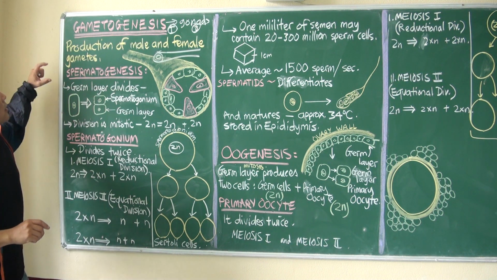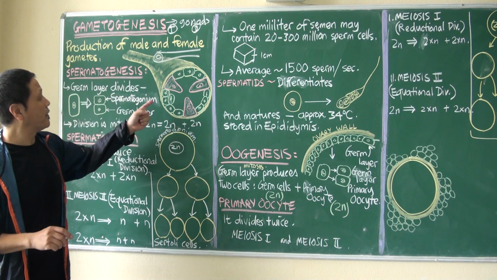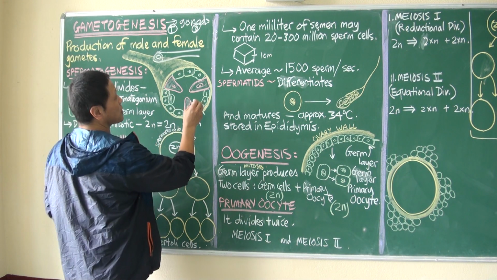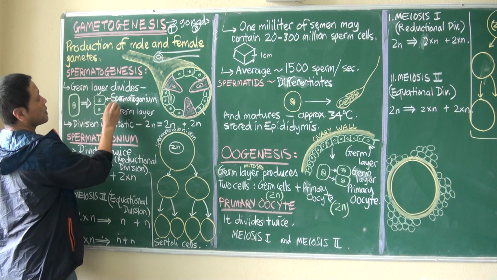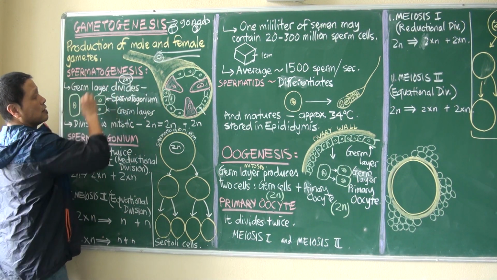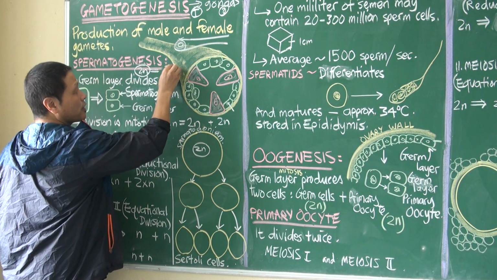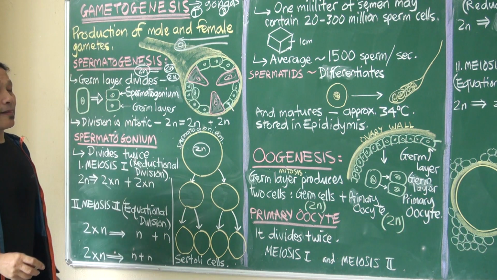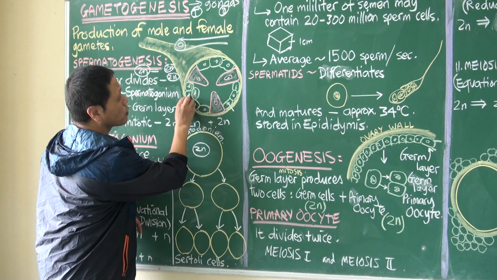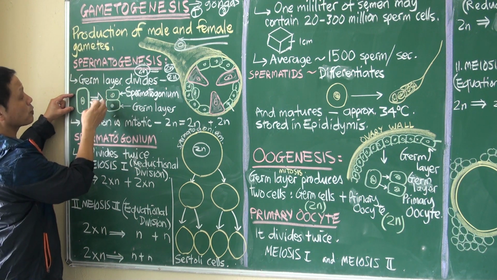Spermatogenesis takes place on the walls of this seminiferous tubule, and there is a germ layer. This green layer of cells that you see, these are the germ cells. And the germ cell divides mitotically, meaning 2n, this is the number of chromosomes, 2n will divide to form two new cells with 2n number of chromosomes. Okay, the same number of chromosomes. So this is very important to understand. The germ layer divides to form two new cells.